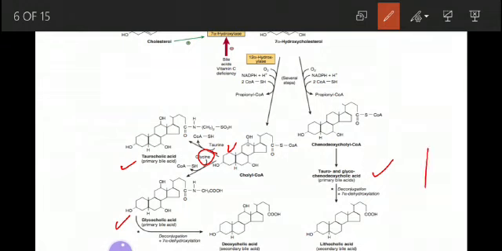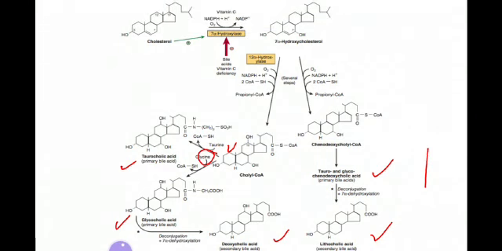Now in the intestine, these two conjugated groups, taurine and glycine, can be deconjugated. After deconjugation and dehydroxylation, they change into secondary bile acids in the intestine. So after deconjugation and dehydroxylation, the compounds formed will be deoxycholic acid and lithocholic acid. These are the secondary bile acids.